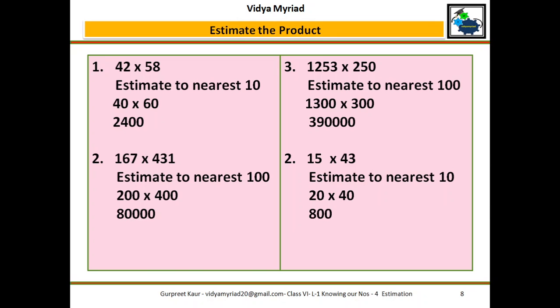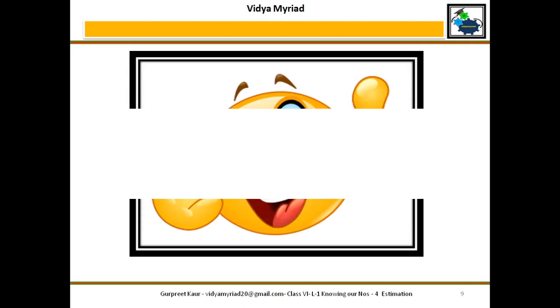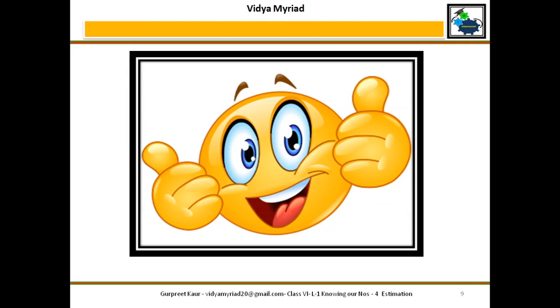So children, this is all about the estimation. We have discussed all the types and done different types of questions. It's very simple, very easy, and you can never lose marks in this. So I hope you have understood about the concept of nearest to tens, hundreds and thousand, and how we can multiply with the estimation method. Easily we can calculate it by putting it nearest to the 0.